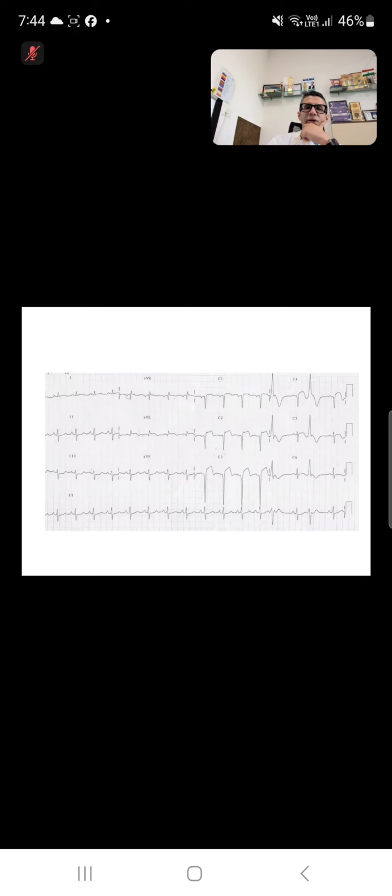So it's borderline QT prolongation here. At least by rule of thumb, you can see that the QT is prolonged. It's more than 50% of the RR interval. So this is the RR interval, and the QT seems to be just reaching or crossing 50% of the RR interval. Then what else?